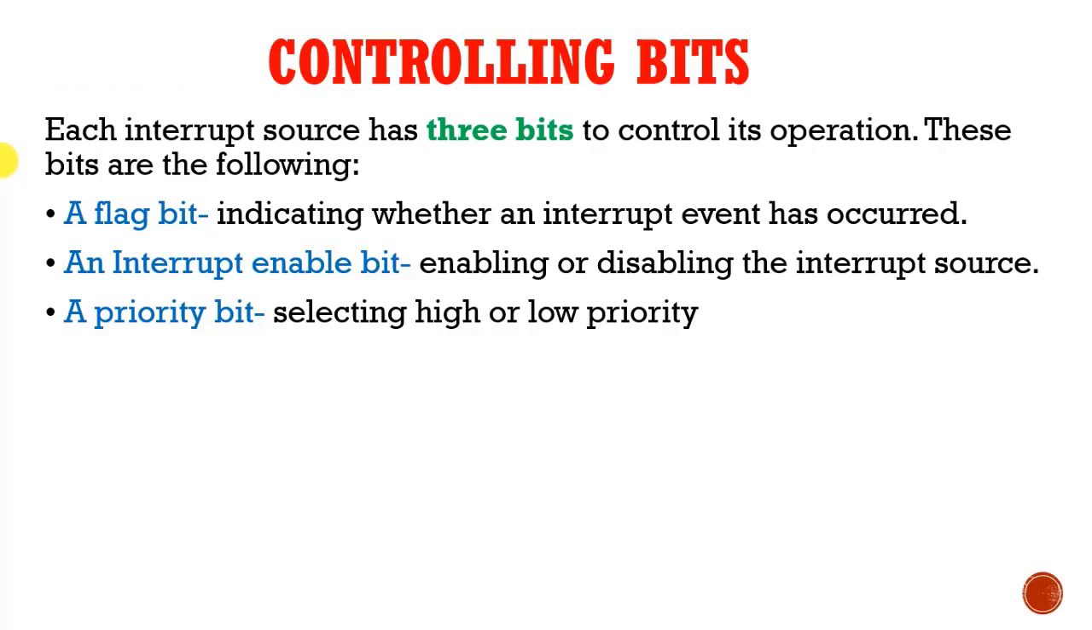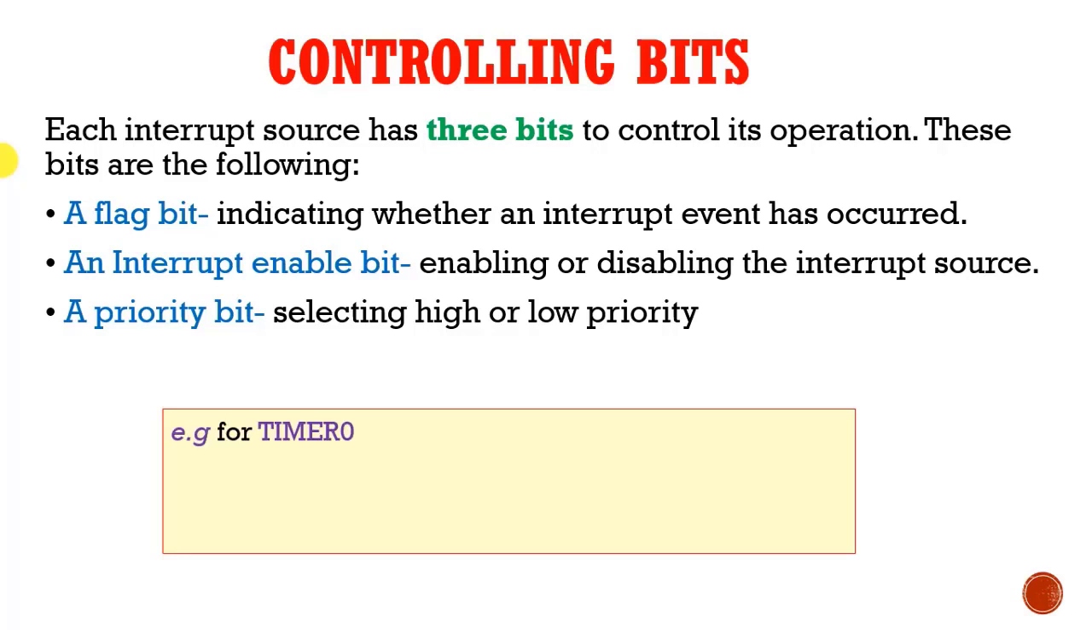This priority bit is related to another master switch, which we call IPEN, interrupt priority enable. We'll discuss in a bit more detail what a priority bit is and how it is controlled by the IPEN, interrupt priority enable bit. We'll discuss this in detail.